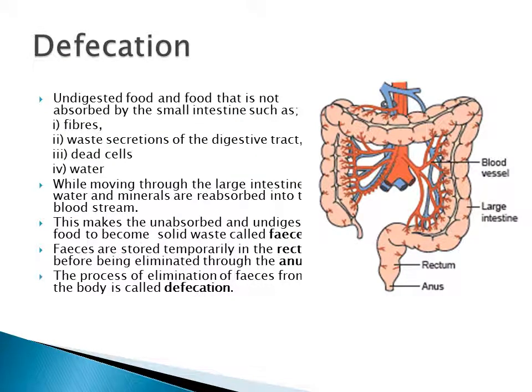So what will happen to the waste products? Yes, the waste products will undergo a process which we call defecation. It occurs in the large intestine. So what are the waste products of digestion? The undigested food and food that is not absorbed by the small intestine, such as fibers, waste secretion of the digestive tract, dead cells, water. So all these things will move through the large intestine, where water and minerals are reabsorbed into the bloodstream.